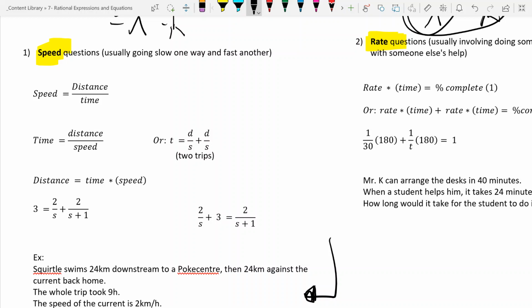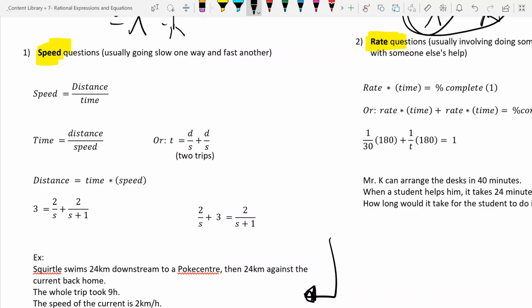Squirtle swims 24 kilometers downstream to a Poke Center, then 24 kilometers against the current back home. The whole trip took 9 hours. The speed of the current was 2 kilometers per hour. How fast can Squirtle swim without a current? Obviously it's a silly Pokemon one, but the same idea applies with going up and downstream or planes flying against a current or whatever. That's usually how these are set up.